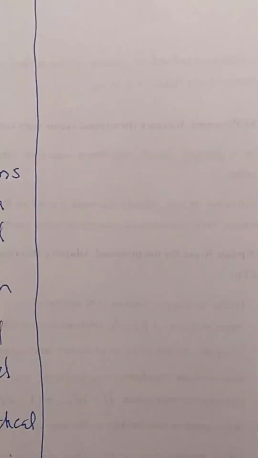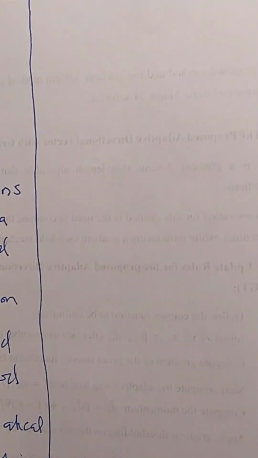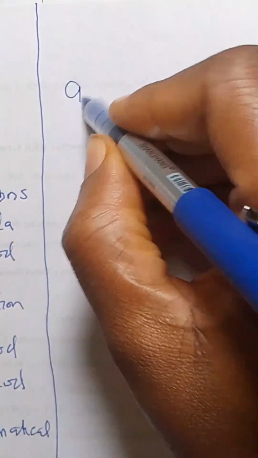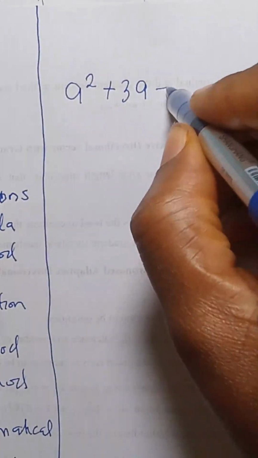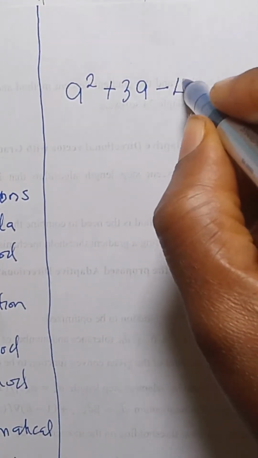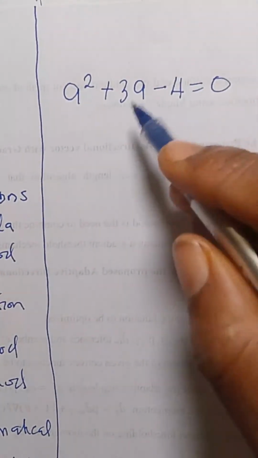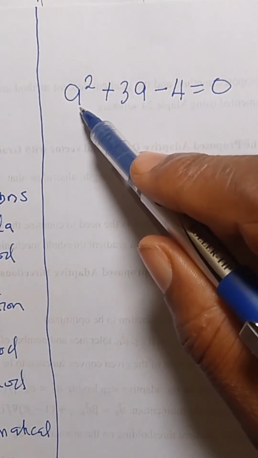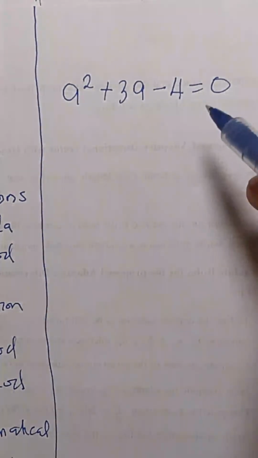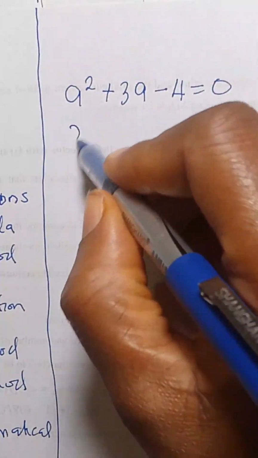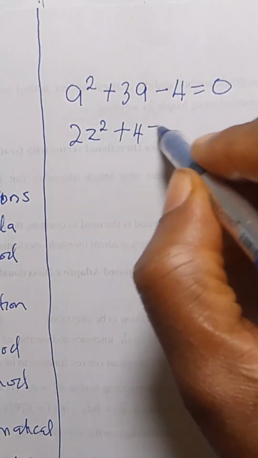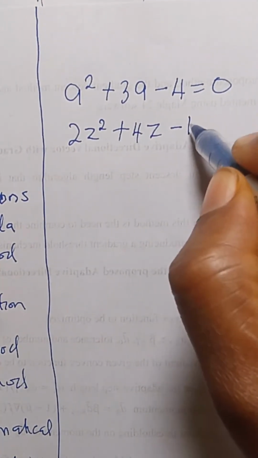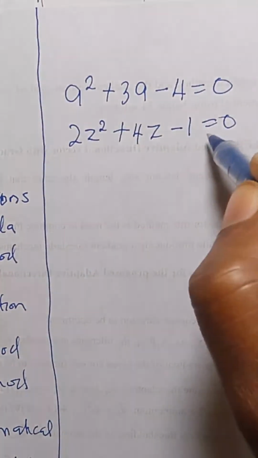Now, it mustn't be x. It could be any letter of the alphabet. Take, for instance, a squared plus 3a minus 4 equal to 0 is quadratic. So it can be a, b, c, d, e, f, any letter, it can be z. If you have 2z squared plus 4z minus 2 minus 1 equal to 0, this is also quadratic.